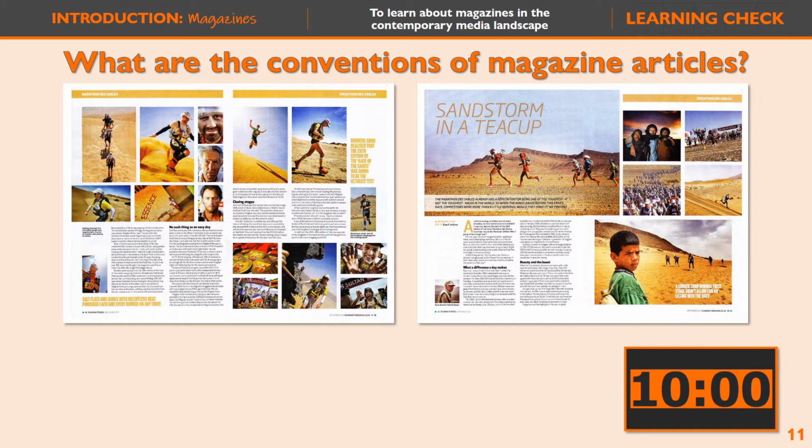So, what are the conventions of magazine articles? Again, go online, try and find a few examples of some magazine articles. Here we have two examples of a double page spread. That's where the article goes across 2 pages. And make a list of the conventions that you find.